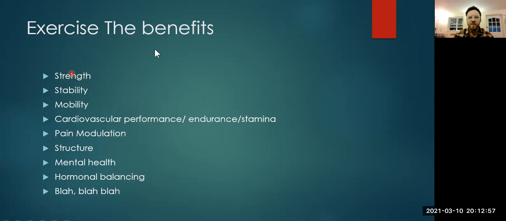So the benefits. We've talked about this before. We all know that exercise is wonderful in that it can build strength, it can build stability, you can gain mobility, you can target cardiovascular performance, endurance, it can help with pain modulation, it can help build structure and change the structure of the body. Mental health, a lot of people find the endorphins released by exercise can really help them mentally, which is fantastic.